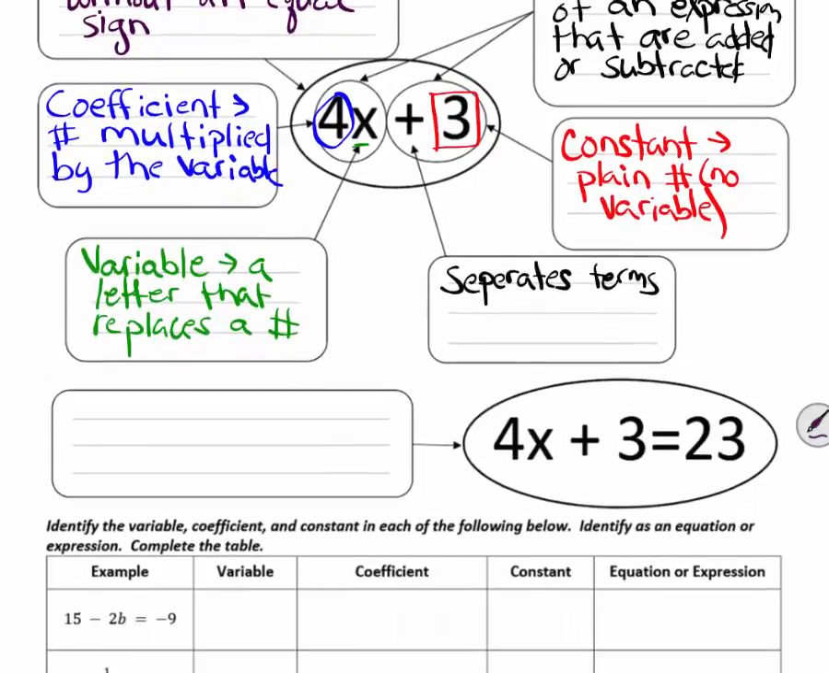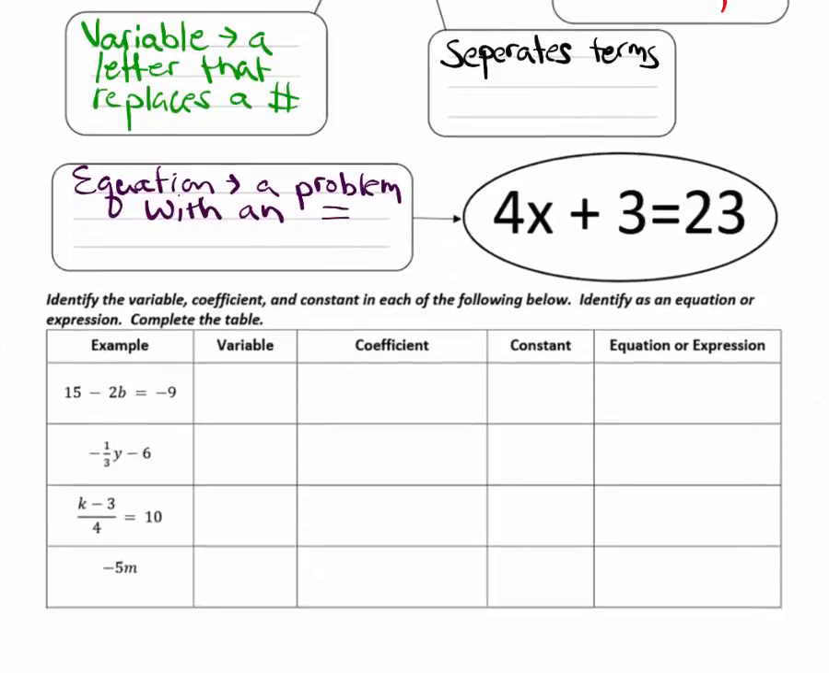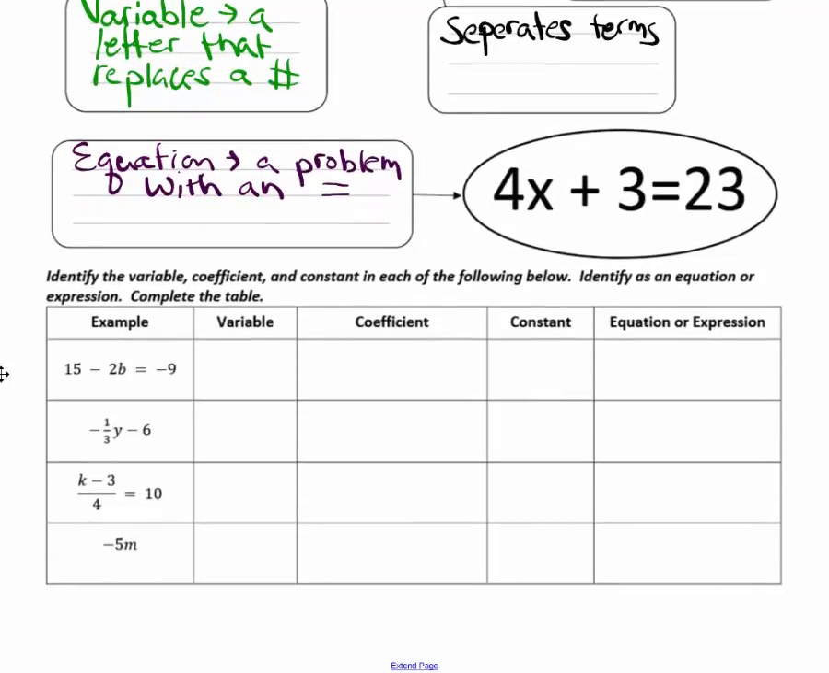All right, now, you notice the one down here looks a little bit different, because down here I have my 4x plus 3, but I also have equals 23. This is an equation. And an equation is a problem with an equal sign. All right, and then we're going to learn the difference about what I can do with those. So what we're going to do right now is we're going to practice trying to identify the different parts here.